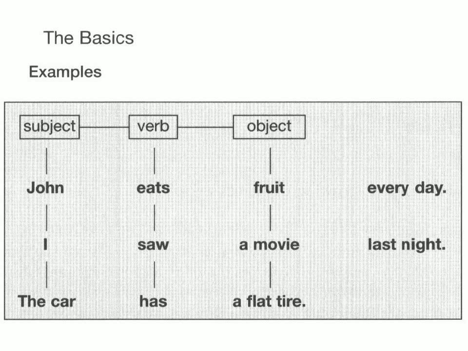Now we begin with the basics. In the following examples, we have three sentences. They begin as subject-verb-object sentences. For example, in the sentence, John eats fruit every day, our subject is John, our verb is eats, our object is fruit. In our second sentence, I saw a movie last night, our subject is I, the verb is saw, and our object is a movie. In our last sentence, the car has a flat tire, the subject is the car, the verb is has, and the object is a flat tire.